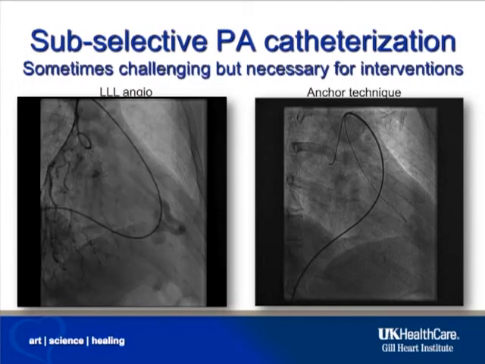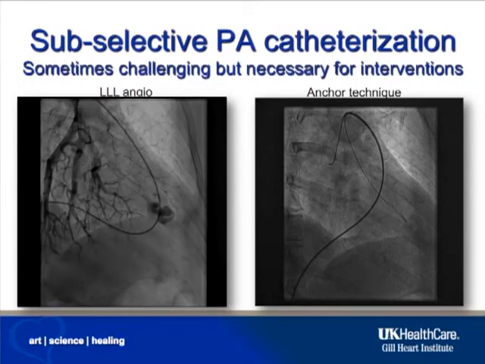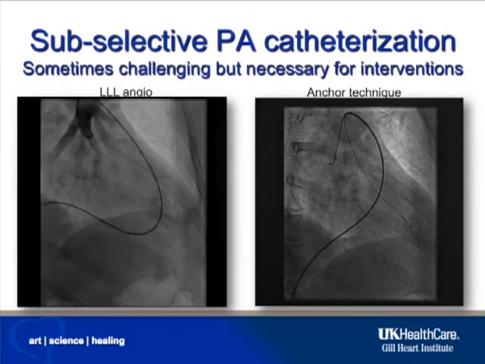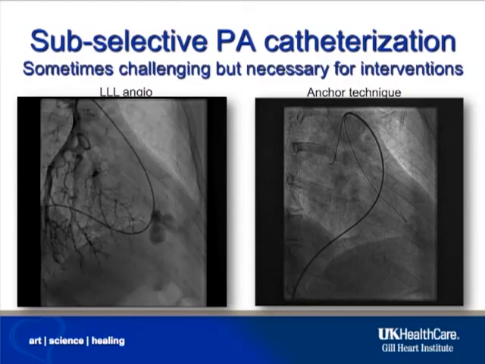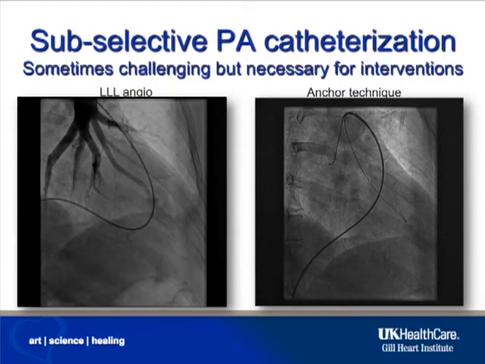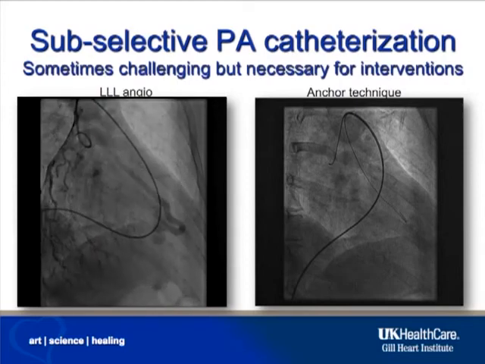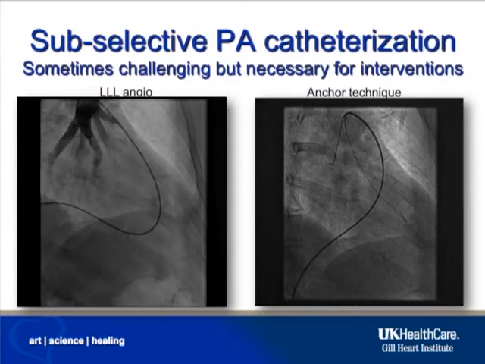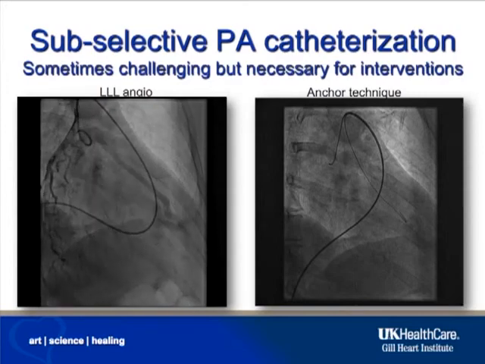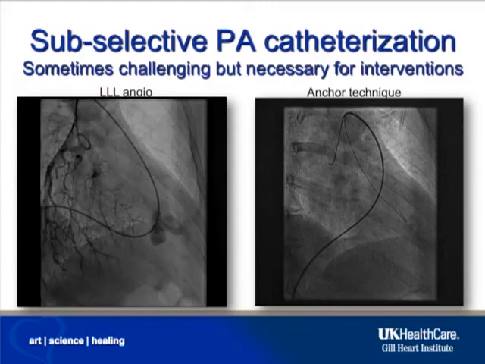Subselective pulmonary artery catheterization is an important skill to develop to help direct diagnostic imaging or therapeutic interventions to specific vessels. In the left picture, we can see that an AVM has been identified after subselection of the left lower lobe segment. The anchor technique was utilized to secure access in the subsegmental branch and to allow interventional access into the AVM.